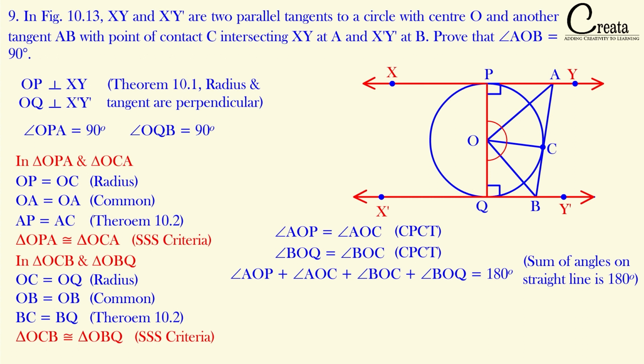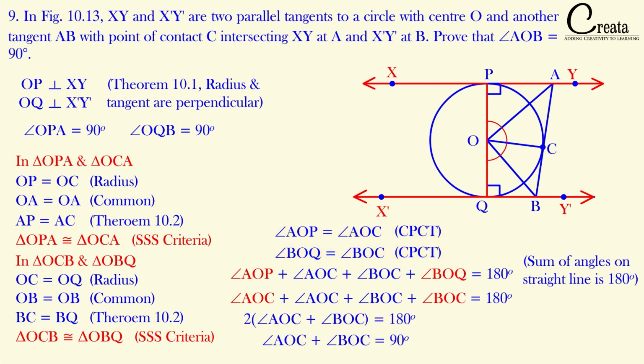Got it? Further, just now we have proved angle AOP is equal to angle AOC and angle BOQ is equal to angle BOC. Let's replace these two angles. On solving, we got angle AOC plus angle BOC is equal to 90 degrees. And what is angle AOC plus angle BOC? That is angle AOB. The complete angle is angle AOB. So we got angle AOB is equal to 90 degrees. That is the answer of the question. That is our proof.